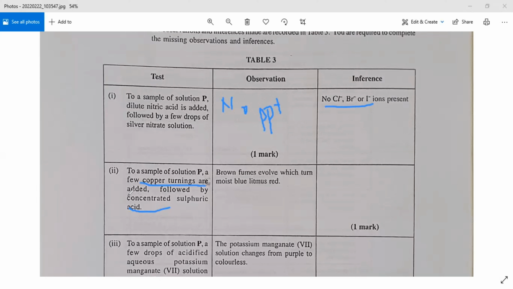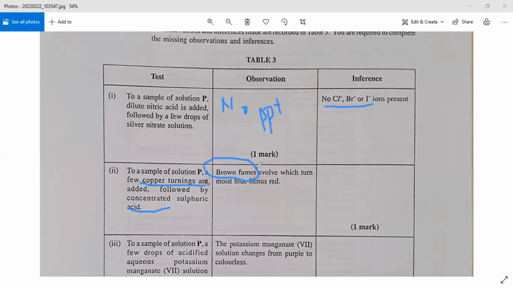And notice I said conc sulfuric acid and not concentrated, because we don't usually say concentrated in chemistry. As a shortening, we just say conc. All right. So conc sulfuric acid. So what does conc sulfuric acid and copper turnings test for? Well, before I get there, let's just look at this. It says brown fumes evolve.